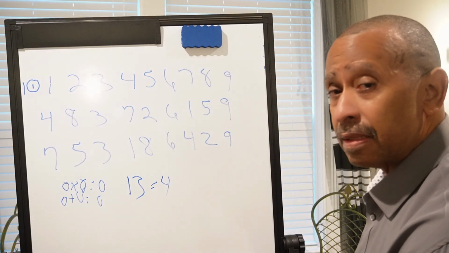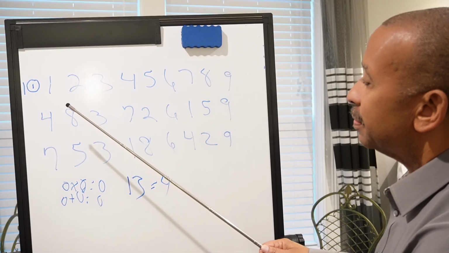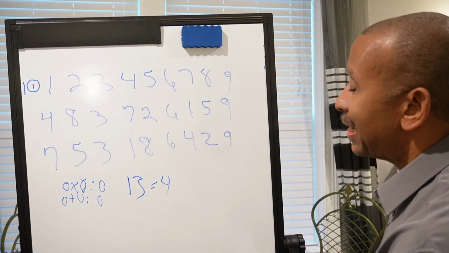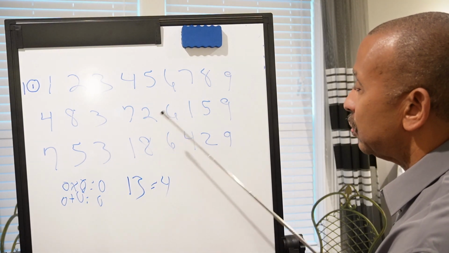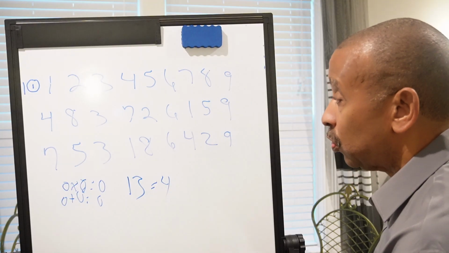Today I'm going to be talking about the three patterns of life. 1, 2, 3, 4, 5, 6, 7, 8, 9, 4, 8, 3, 7, 2, 6, 1, 5, 9, 7, 5, 3, 1, 8, 6, 4, 2, 9.